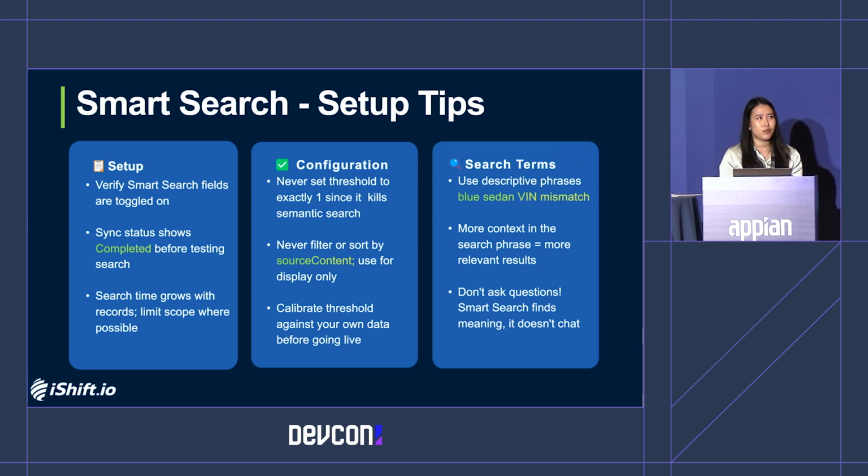The next thing is for your threshold score, just make sure that it is lower than 1, because if it's set to 1, then that's going to be a keyword search. And the last one is that when you're searching, you want to use maybe a phrase. Don't be too vague, but it's also not a chat, so you don't want to ask it questions either. All right, so now I'm going to hand it off, and we're going to explore how we can customize this to meet your needs and also how to scale the product.